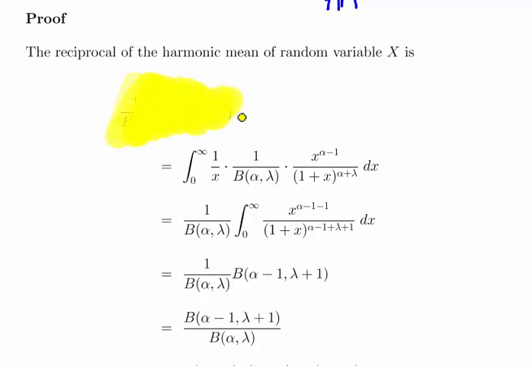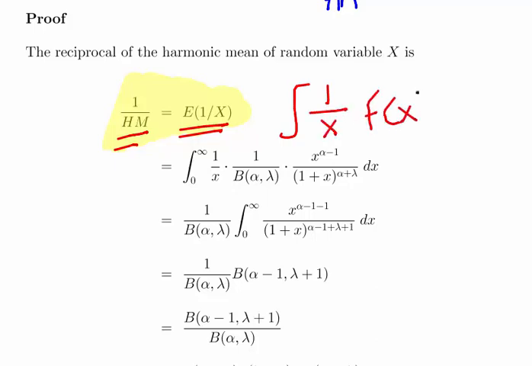What we have to do to calculate the harmonic mean of a random variable is let 1 over HM equal the expected value of 1 over x. So we will solve the expected value of 1 over x and then proceed accordingly. That is an integral of 1 over x times f of x dx, from 0 to infinity. This is our expression here.